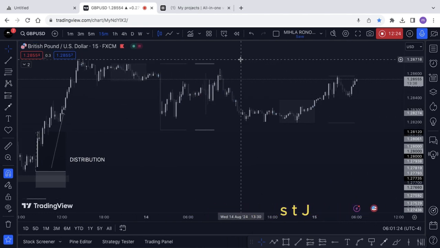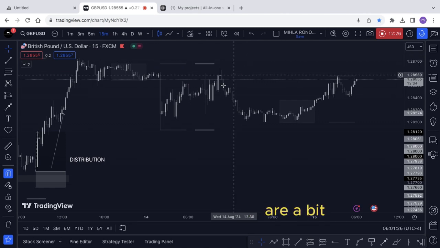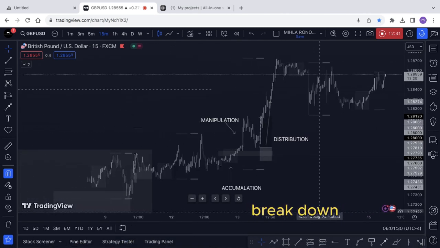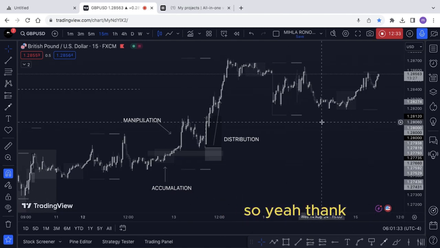The Nasdaq trade and the USD JPY trade are a bit complex. So for now, I'm just going to stick to these two.